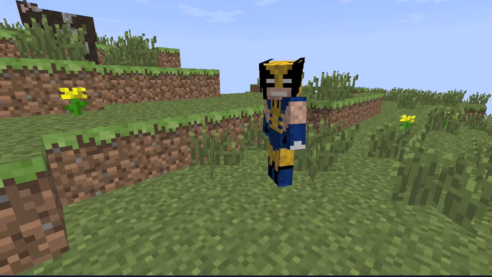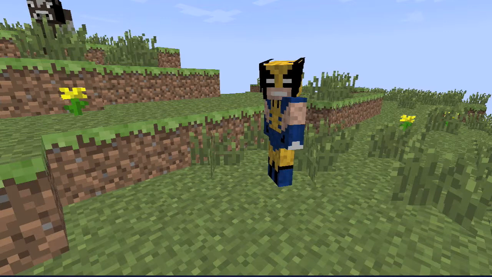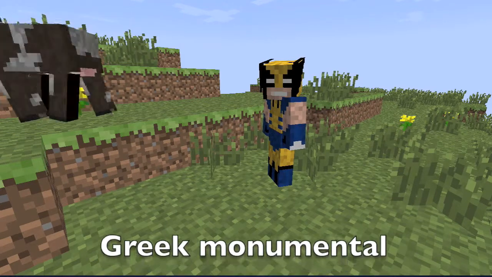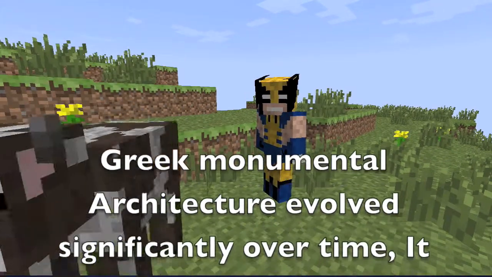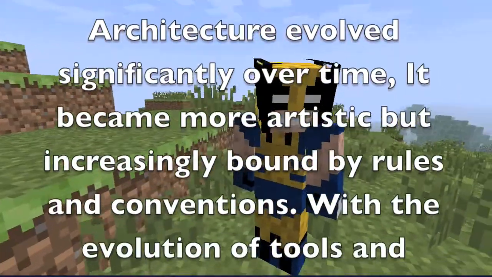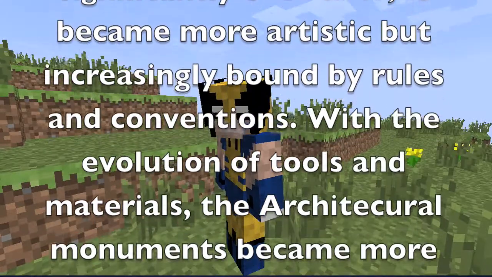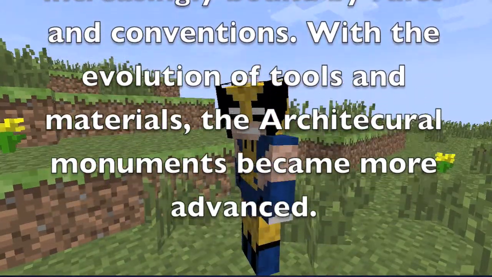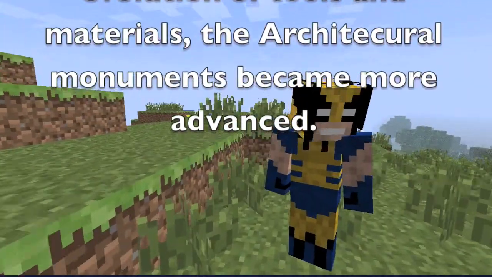Well, Greek monumental architecture evolved significantly over time. It became more artistic but increasingly bound by rules and convention. With the evolution of tools and materials, the architectural monument became more advanced.